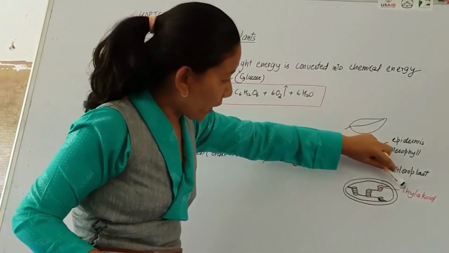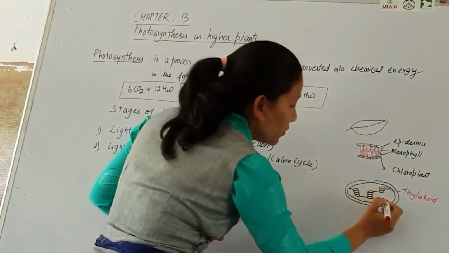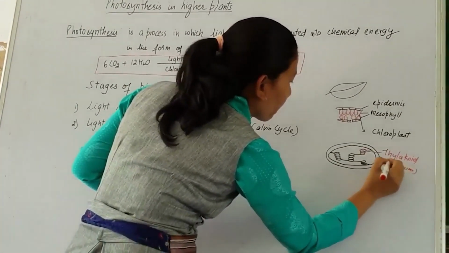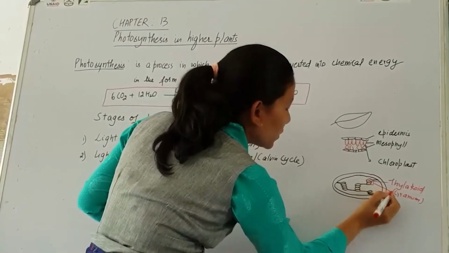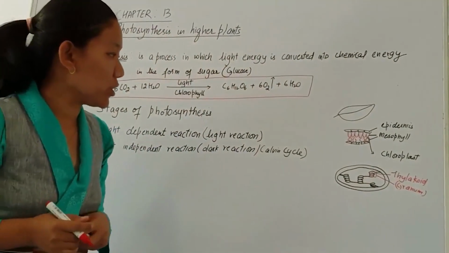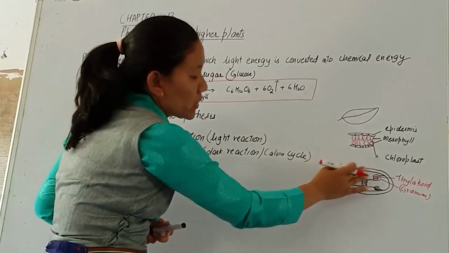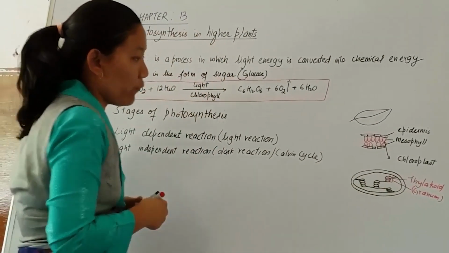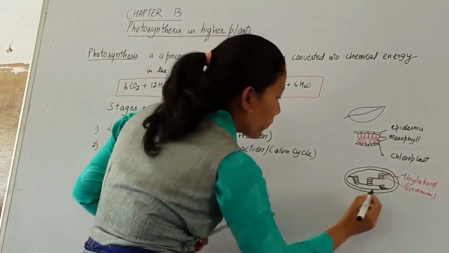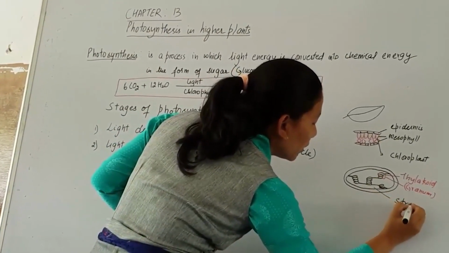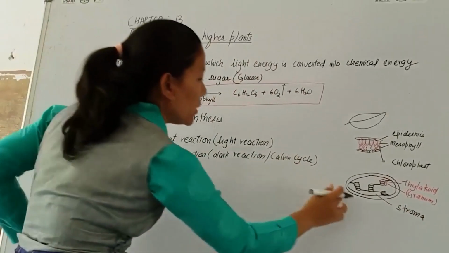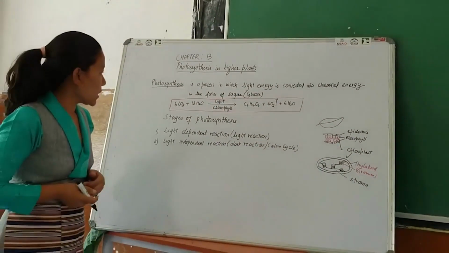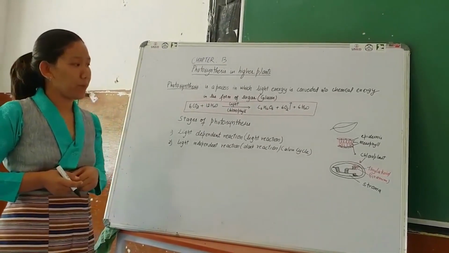A number of thylakoids stacked over one another form the unit called granum. The whole unit we call granum, and the individual structure we call thylakoid. So in this chloroplast you find so many grana, and surrounding them is a field called stroma. This is the structure of chloroplast. It is in the chloroplast where photosynthesis takes place.